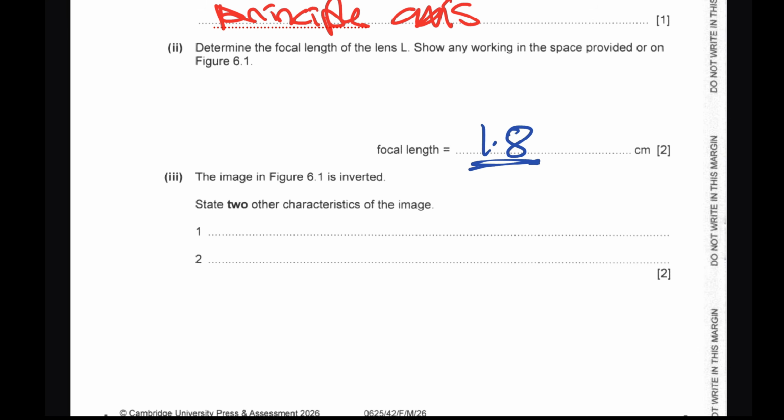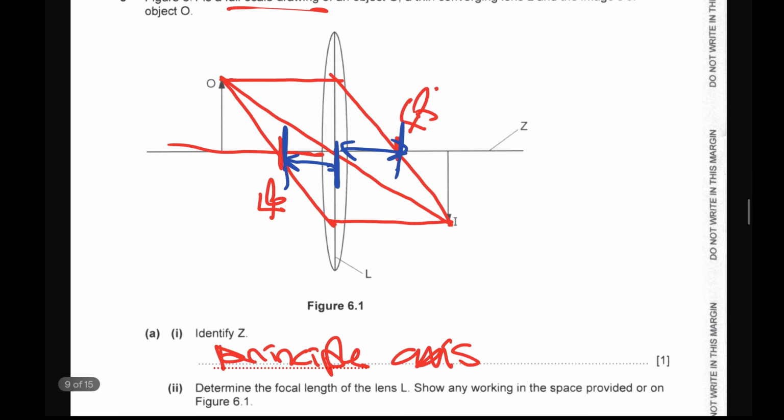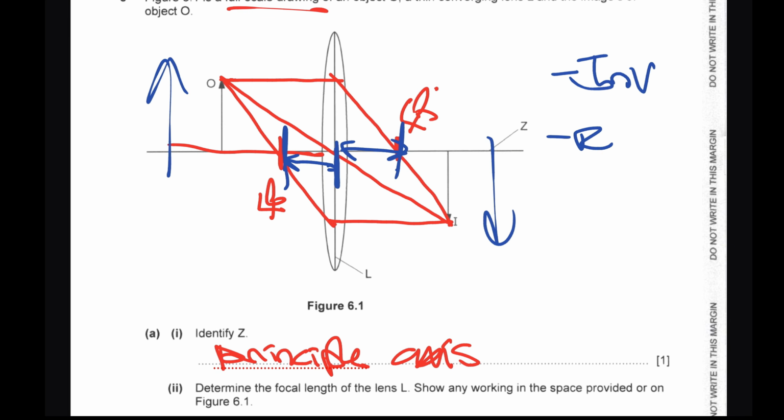The image in figure 6.1 is inverted. State two characteristics of the image. Well, we can obviously see that the arrow here is pointing upwards and the arrow here is pointing downwards. So that basically means that it's inverted. They're asking for two other properties. Next, it's real. How do we know it's real? Because rays of light really actually travel along this path and then they all meet here.